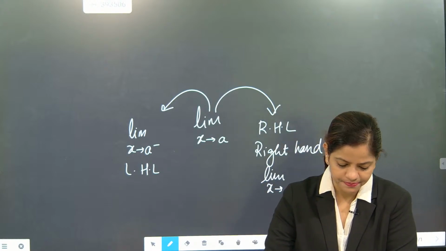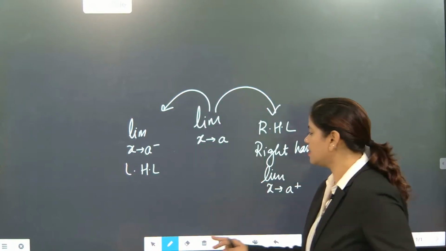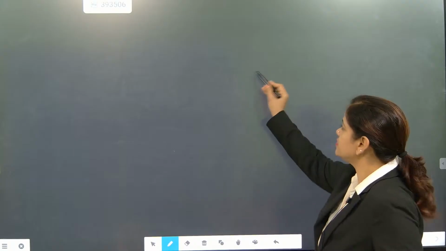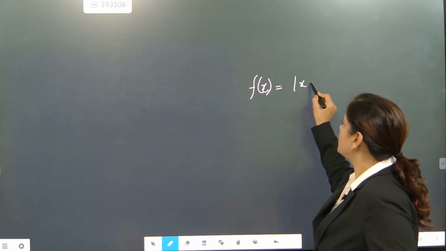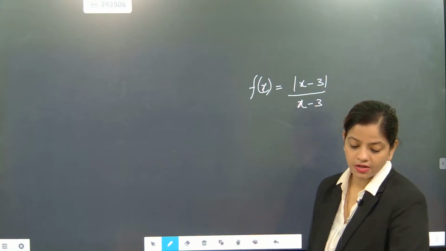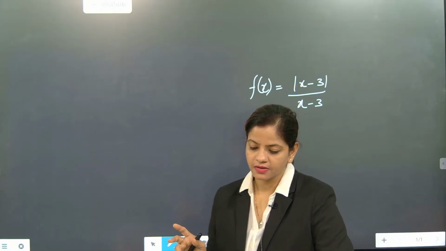Understood till here? Now we are going to do one small work: how we are going to apply limit. So one question is given, one function is given to you. f of x is equal to modulus of x minus 3, okay, modulus of x minus 3.